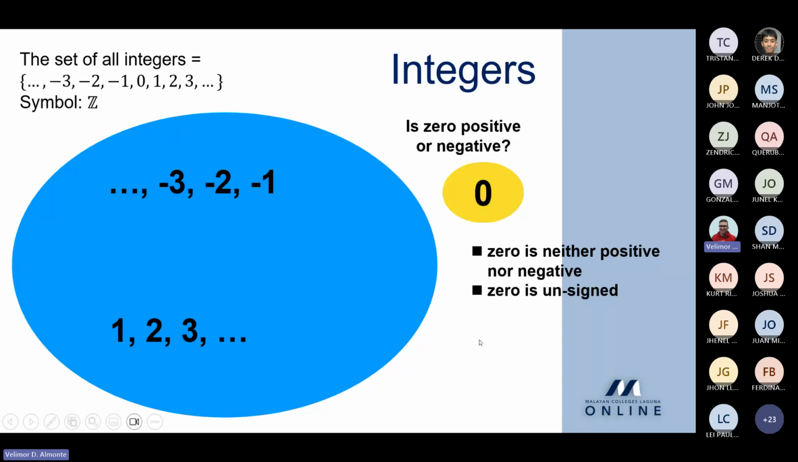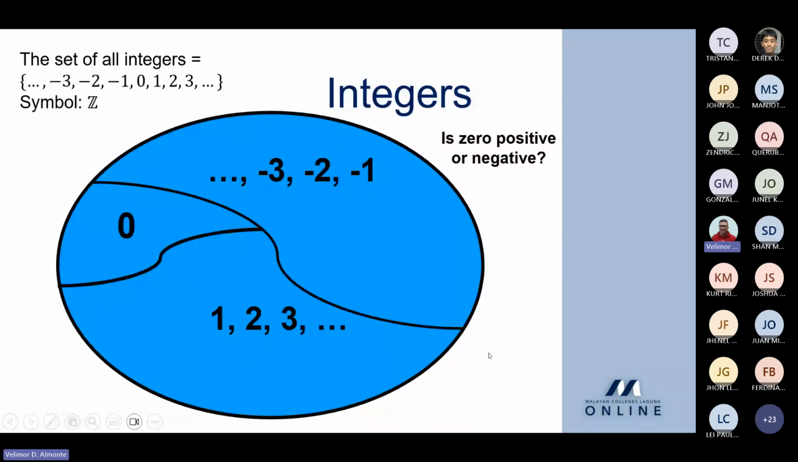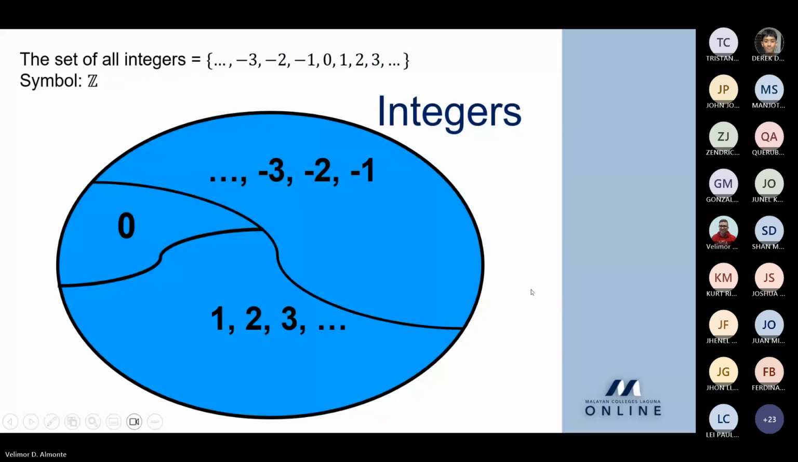Therefore, if I group this based on signs, this ellipse of integers looks like this one. It's like a cracked egg. There is a portion reserved for 0. It's neither positive nor negative.